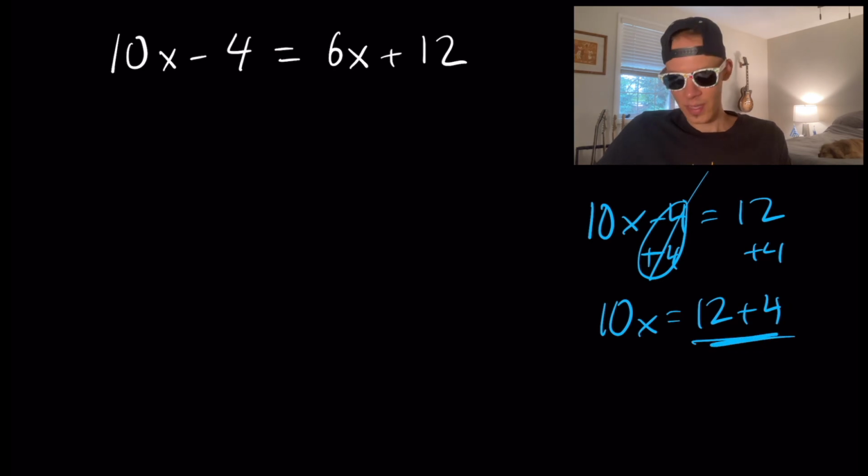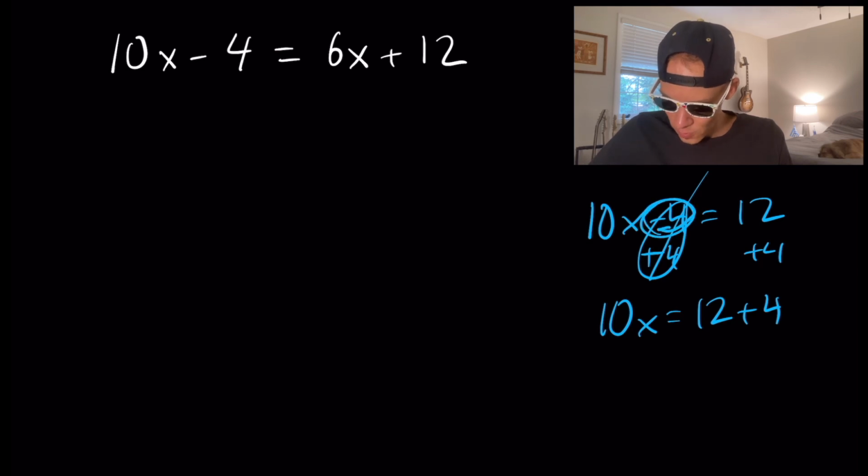And I wrote it like this instead of 16 because I want you to see that this 4 that we originally had, looking at the equation, we had 10x minus 4. The minus 4 was on the left side. Now the 4 is on the right side, but it's just being added. So by undoing things, we actually are moving them from one side to another.